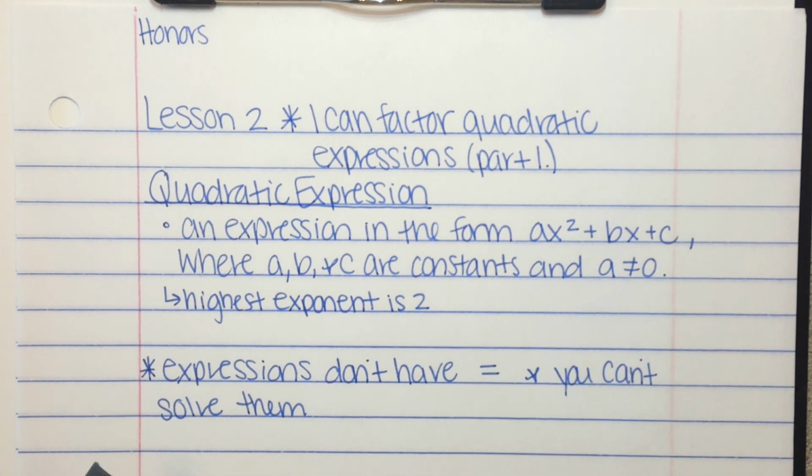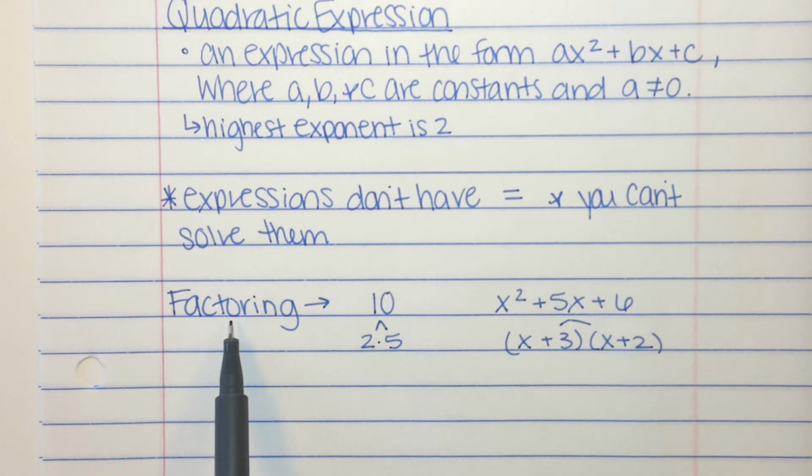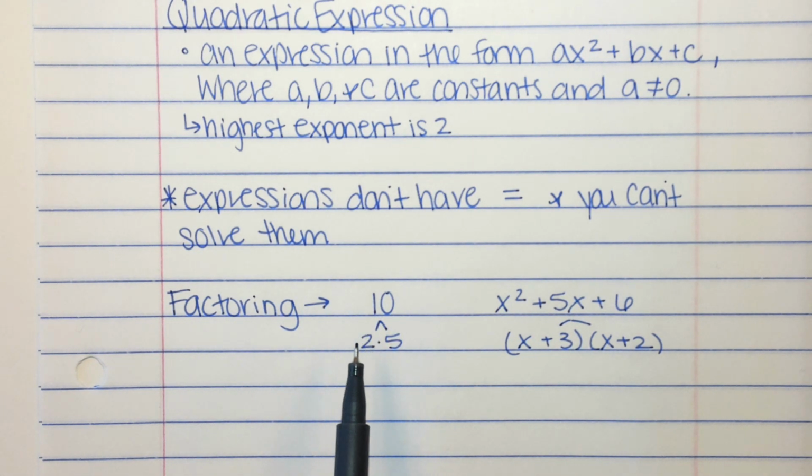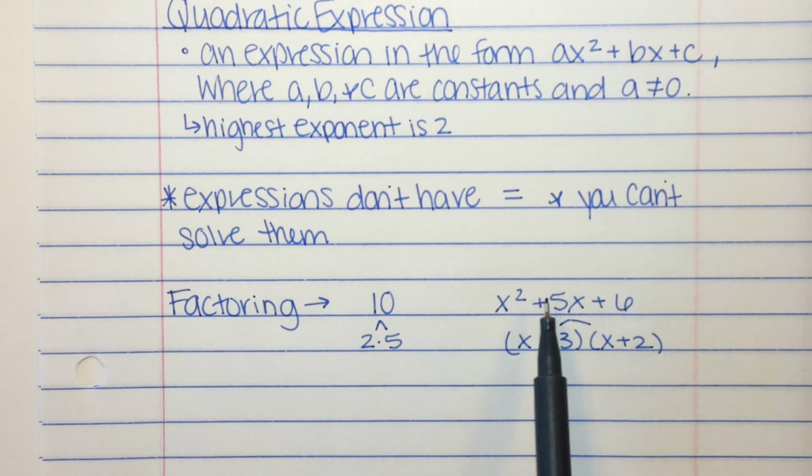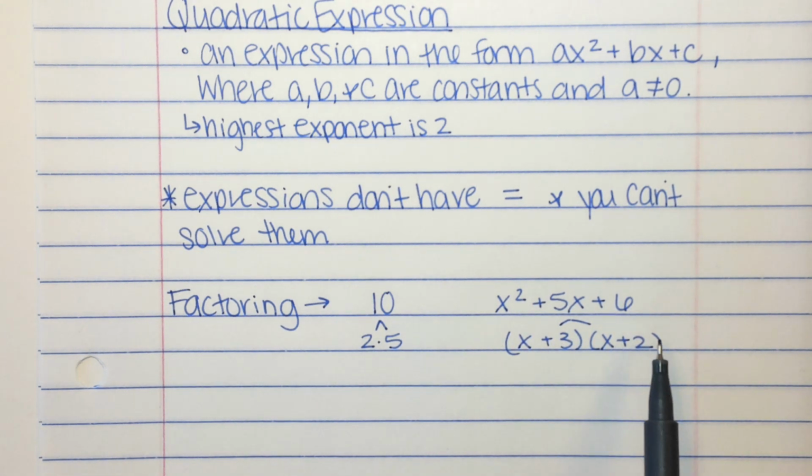Just a reminder, expressions do not have equal signs. Okay, expressions do not have equal signs and you can't solve them. We are not solving for anything. We are factoring. Okay, factoring. Remember, you break a quantity apart into 2 factors or multiple factors. So we can break 10 up into 2 times 5. We can break x squared plus 5x plus 6 into x plus 3 times x plus 2. This is what we're doing. Remember, when you factor, you're breaking the expression up into as many smaller parts as possible.